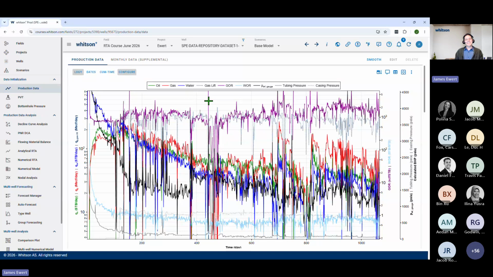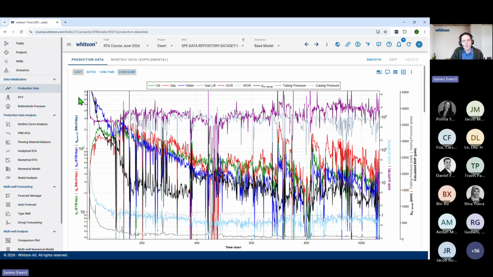Okay, I remember. Right? So what we've covered so far is we went through Whitson. We talked about fields, projects, wells, and scenarios. We made a custom scenario. We kept it private just because we want to work on it ourselves. And then we were looking at the production data, and we know that we can't get a lot of value out of this necessarily. I mean, it's good to look at your GORs and your WORs.